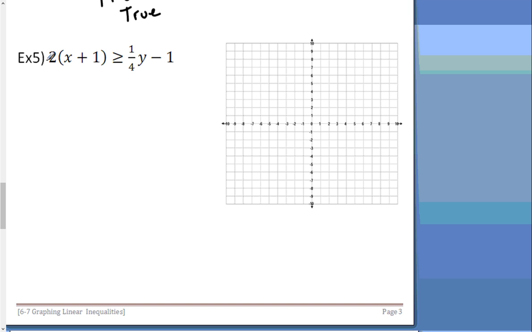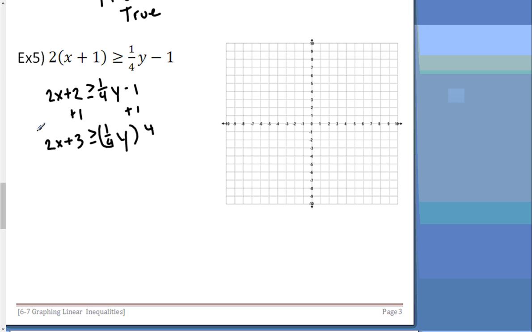In this problem, I'm just going to start off by distributing. So I'm going to get 2x plus 2 is greater than or equal to 1/4 y minus 1. Then I'm going to add the 1 to both sides. And I get 2x plus 2 plus 3 is greater than or equal to 1/4 y. Then I'm going to multiply both sides by 4 to get rid of the 1/4. And I get 8x plus 12 is greater than or equal to y.